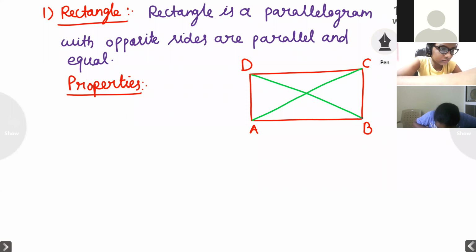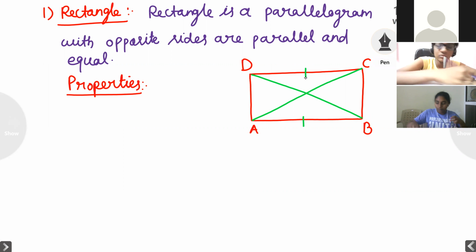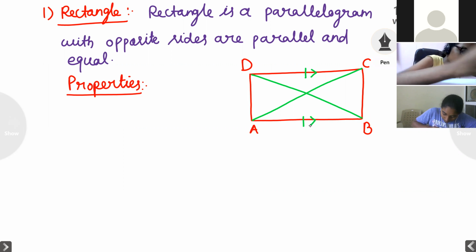What is a rectangle? A rectangle is a parallelogram with opposite sides parallel and equal. In this figure, we are observing, students, length AB is parallel to DC, or we can say length AB equals length DC. Next, AD equals BC. And this is the center point.